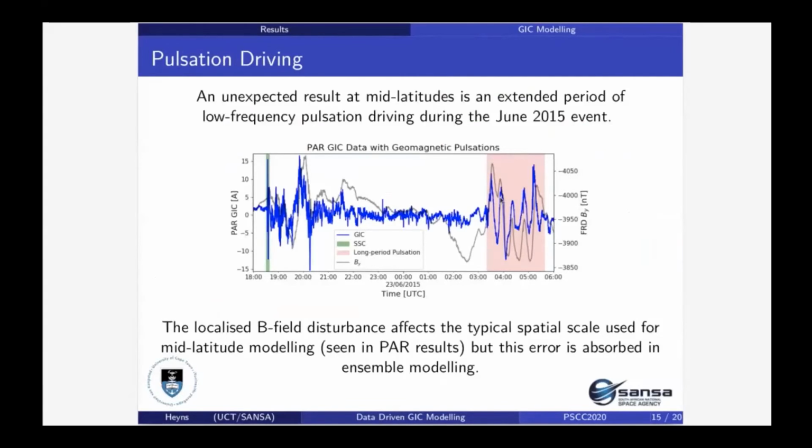Pulsations are not typical drivers of GICs, where most GICs are located at the sudden storm commencement or the main phase of a storm. At mid-latitudes, the disturbance B field is generally assumed to be close to that of a plane wave. These localized disturbances unfortunately break this assumption, and the spatial scale is drastically reduced.